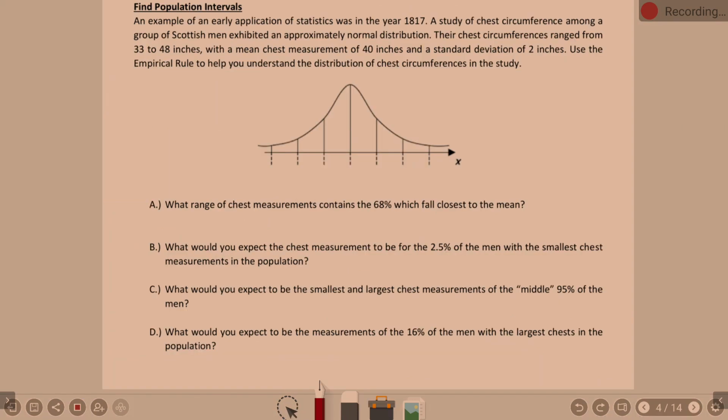So as we look at this population example, an example of an early application of statistics was in the year 1817. A study of chest circumference among a group of Scottish men exhibited an approximately normal distribution. Their chest circumferences ranged from 33 to 48 inches, with a mean chest measurement of 40 inches and a standard deviation of 2 inches. Use the empirical rule to help you understand the distribution of chest circumferences in the study.